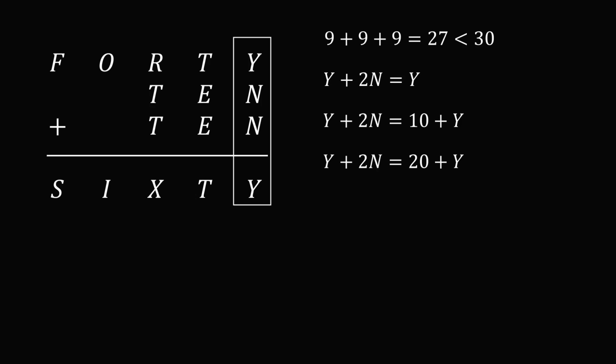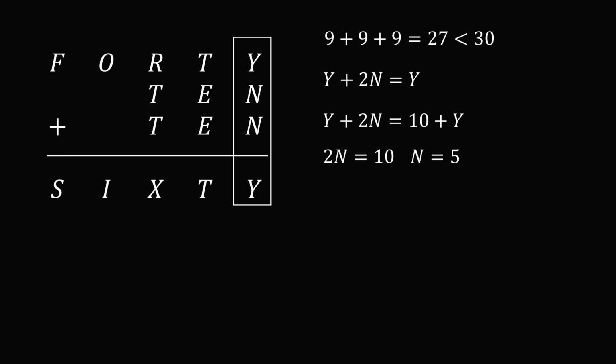Let's start with the last possibility. Suppose y plus 2n is equal to 20 plus y. Subtract y from both sides so that 2n is equal to 20. But then n would have to be equal to 10, which is greater than 9, which is not possible. So this possibility can be eliminated. So let's instead suppose y plus 2n is equal to 10 plus y. Subtract y from both sides so that 2n is equal to 10, which means n is equal to 5.